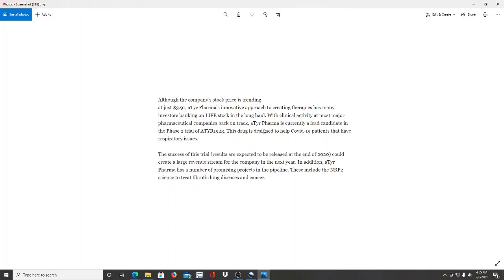Now, with clinical activity at most major pharmaceutical companies back on track, this company itself is currently a lead candidate in the phase 2 trial of ATYR1923. This drug is designed to help COVID-19 patients that have respiratory issues. And that's a big deal with the whole process of the COVID-19. So treatment is also getting better. This is actually a pretty optimistic and hopeful outlook for the way we're going to treat COVID in the near future. And also vaccines are being rolled out.